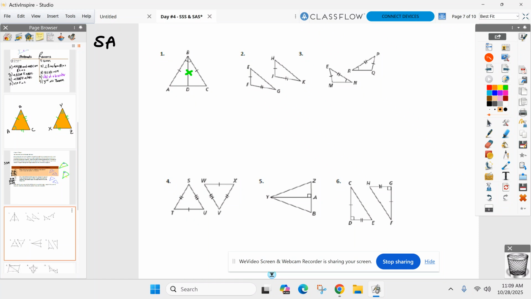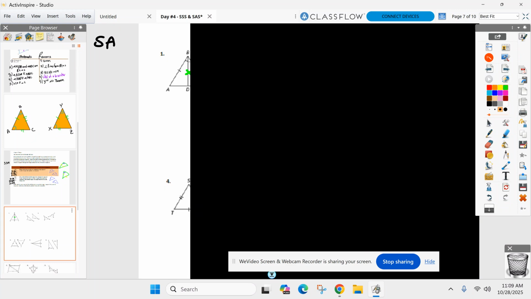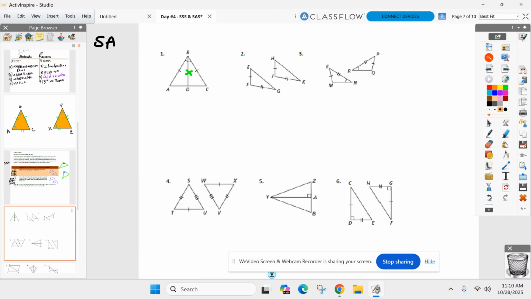Now, are those angles in between the sides? If you're unsure, cover up one of the triangles right now. It makes it a little clearer. The angle is in between. So are these triangles congruent? Yes, they are. Yes, they're congruent. If you read the directions, I do ask you to write a statement telling me what is congruent in the proper order, a congruent statement.